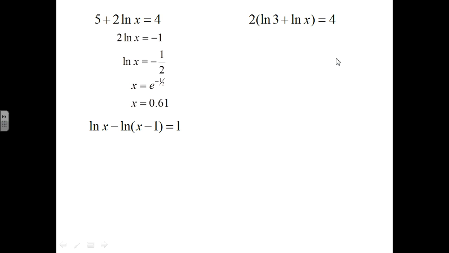So I'm going to divide by 2 and get the natural log of 3 plus the natural log of x is equal to 2. Now, this is an interesting thing here, and this is something that you're going to have to be really careful about.